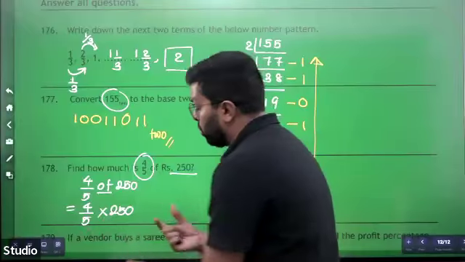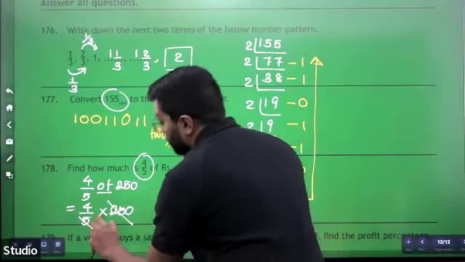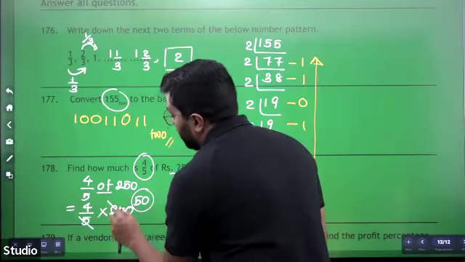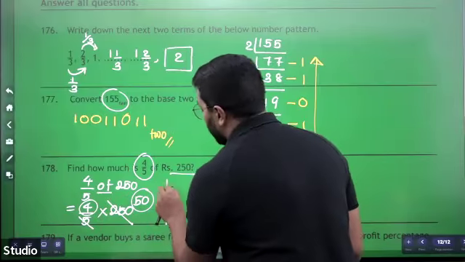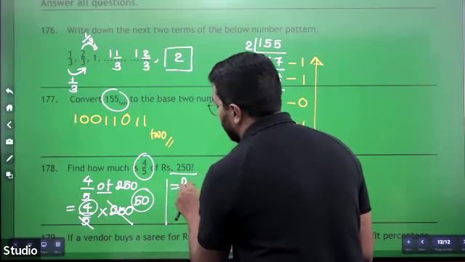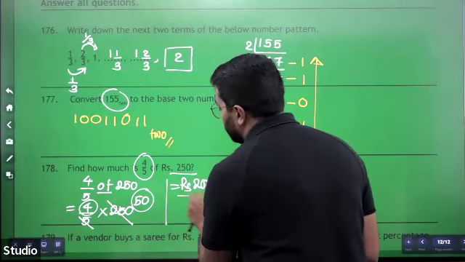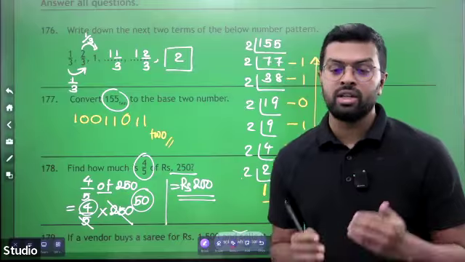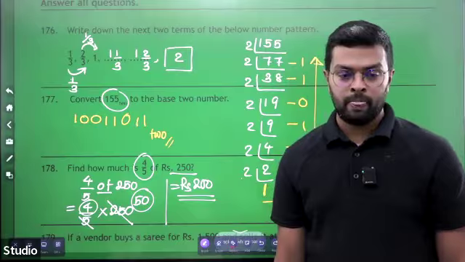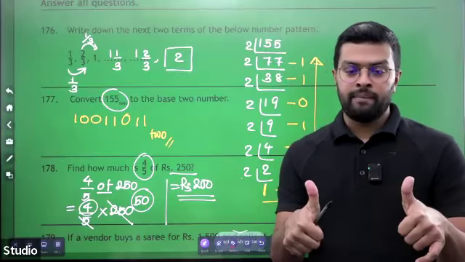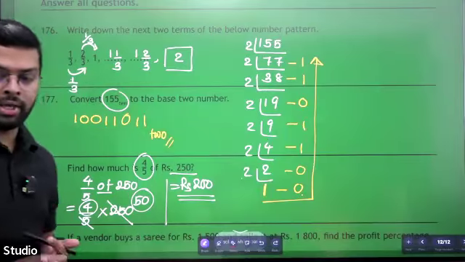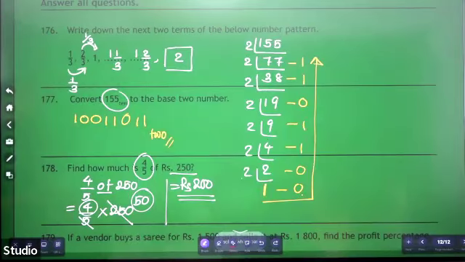Right? We are to divide 250 by 5. So 250 divided by 5 is 50. Now let's multiply 50 with 4. Here the answer is what? 200 rupees. 50 times 4 gives you 200. Answer is 200 rupees. All right. Is that clear? Yes. All right. Can I move on? Right. Let's move on.